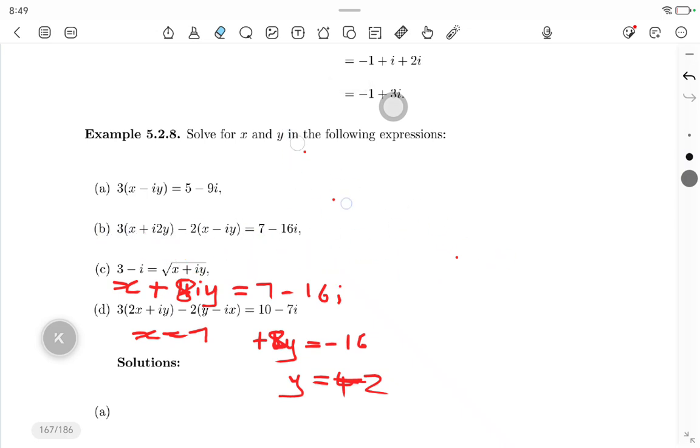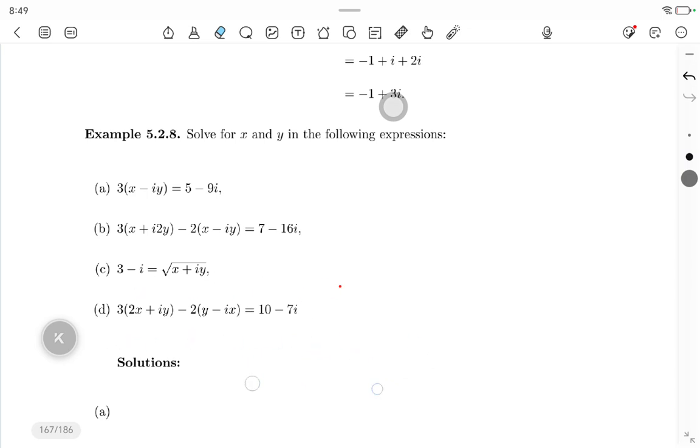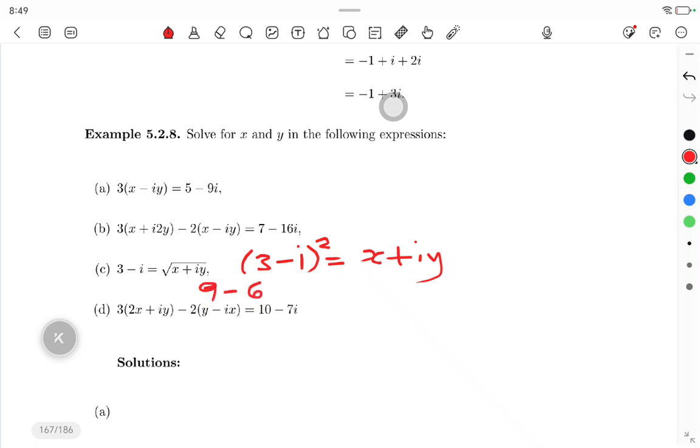Alright, and then we're going to simplify the left hand side. We get this, and then this is going to be 9 minus negative 1 minus 6i, which is equal to x plus iy, and this is like 10 minus 6i also x plus iy, meaning that x will be equal to 10 and y will be equal to minus 6. You see, right? Then we got 10 and minus 6, meaning that that's what we'll be getting.